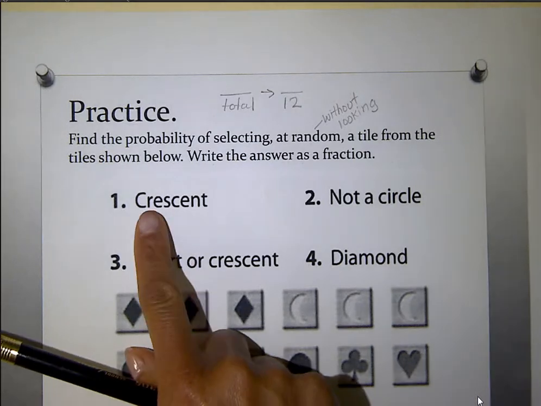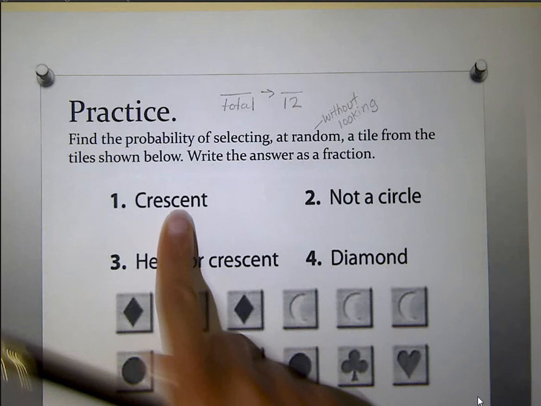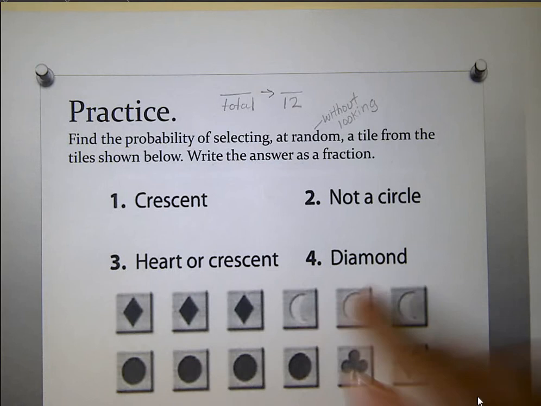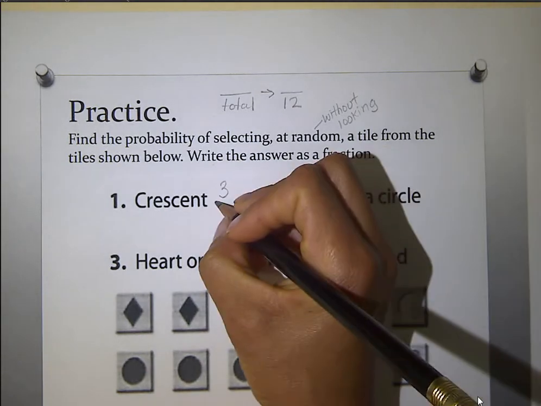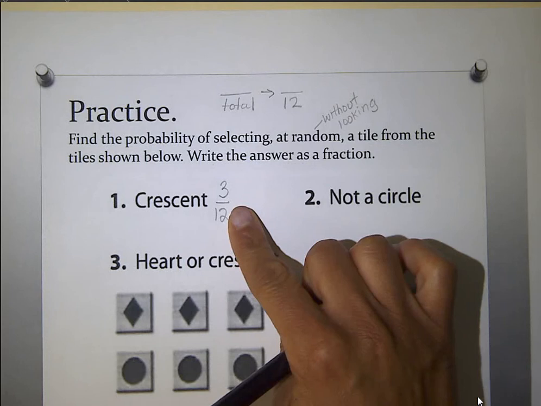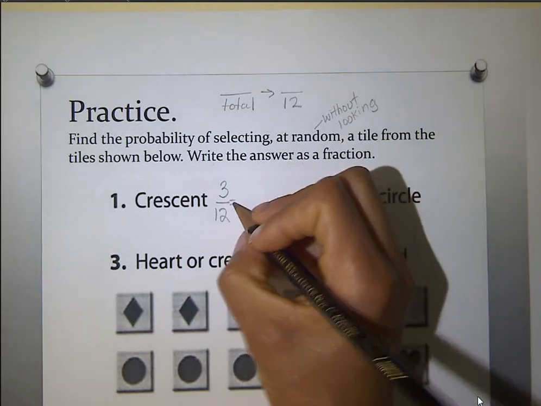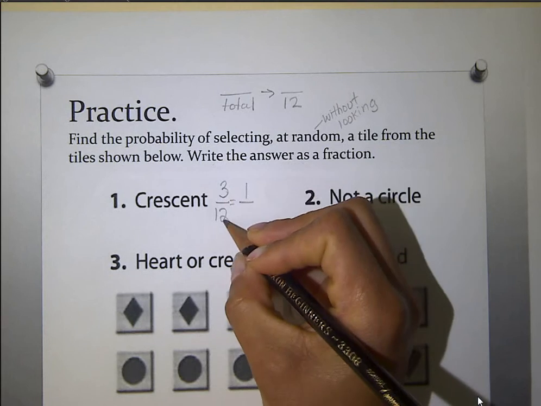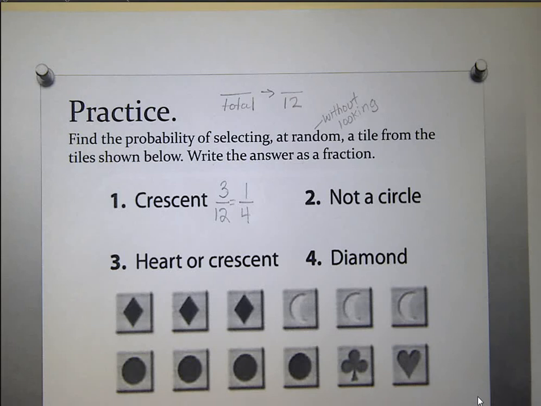Now I'm looking for crescent. So crescent is a moon. 1, 2, 3, and there are 3. So 3 out of 12. That is the probability of me selecting a crescent tile from the 12 that I have. And I can simplify 3/12. I can divide 3 by 3 and I would get 1, and I can divide 12 by 3 and I would get 4. So that is the probability of selecting a crescent at random.